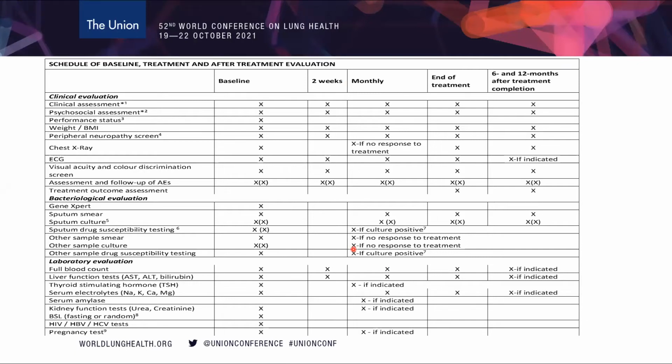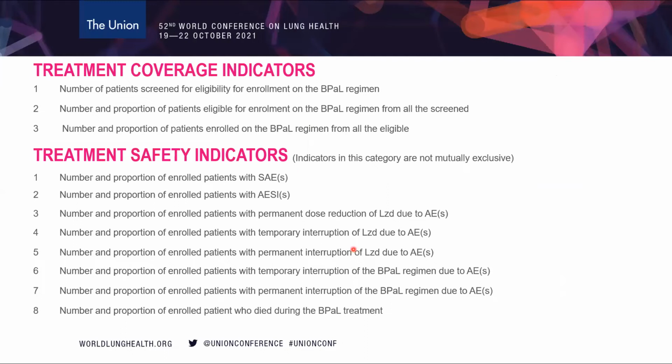And I want to say a few words about the implementation monitoring indicators. We have worked on three groups of indicators. The first one is the treatment coverage indicators. Then we have treatment safety indicators, and then we have treatment effectiveness indicators. On the next page, I will talk about the treatment coverage indicators.